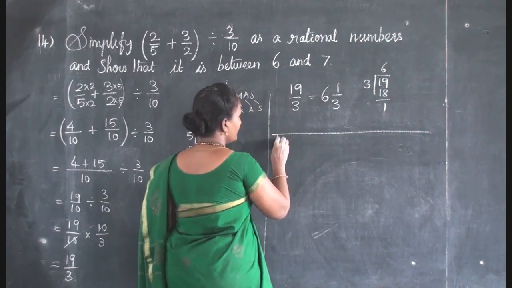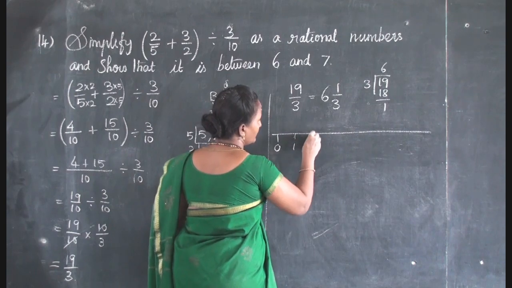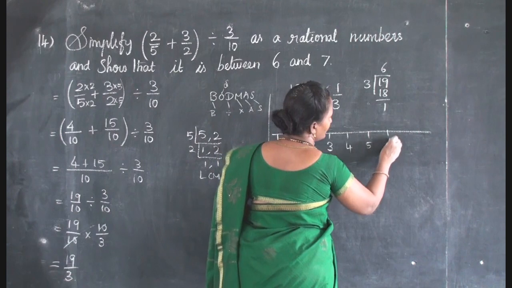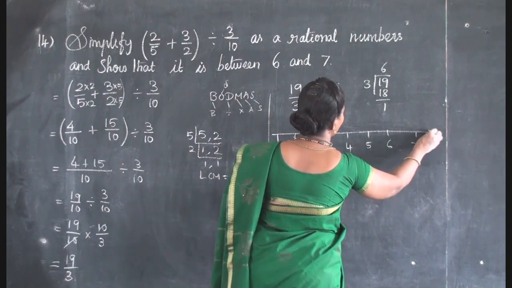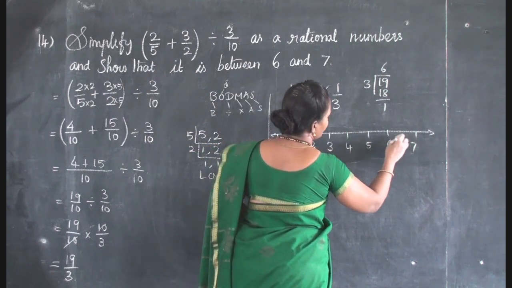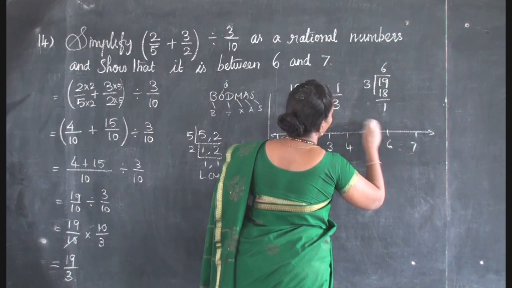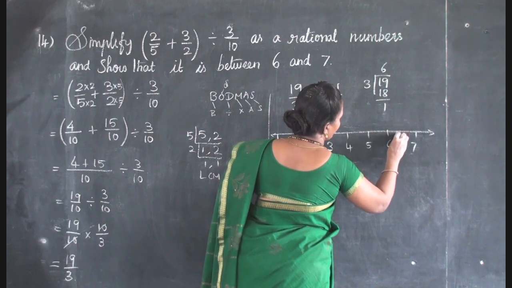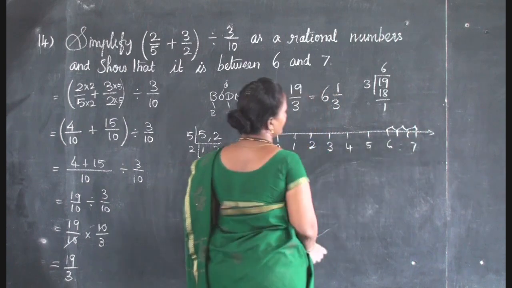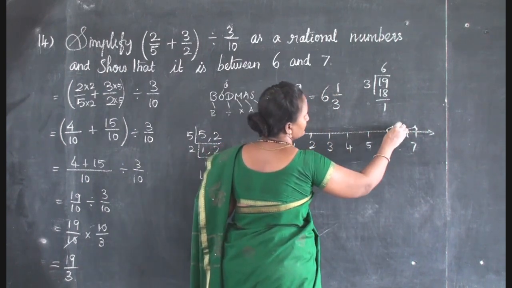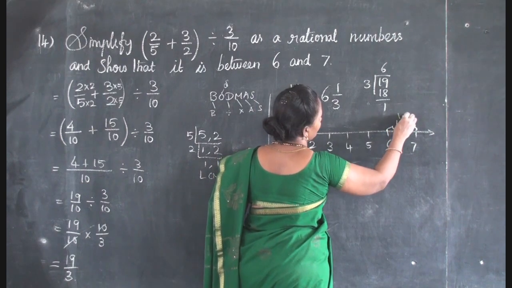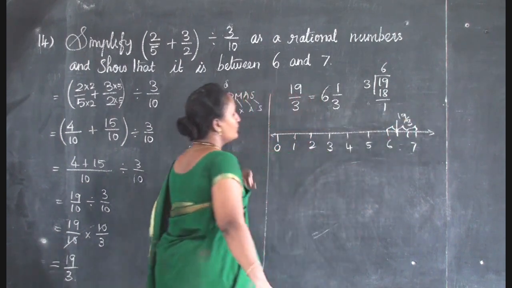So show it on the number line. 0, 1, 2, 3, 4, 5, 6, 7. Here the whole number is 6. So it is between 6 and 7. How many parts? 3 parts. So 1, 2, 3. Which part do we have to take? First part. So here, 19 by 3.